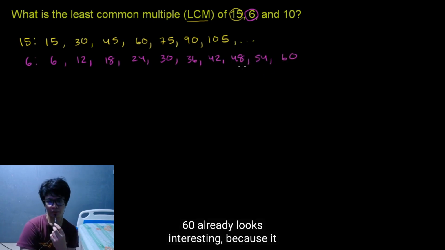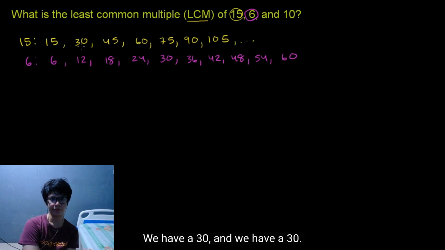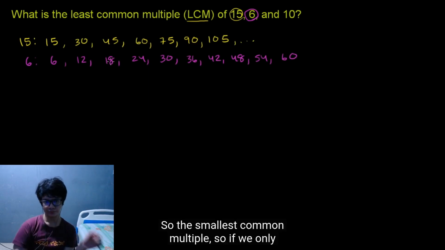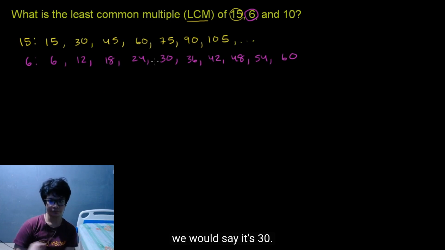60 already looks interesting because it is a common multiple of both 15 and 6. Although we have 2 of them over here. We have a 30 and we have a 30. We have a 60 and a 60. So the smallest common multiple. If we only cared about the least common multiple of 15 and 6, we would say it's 30.